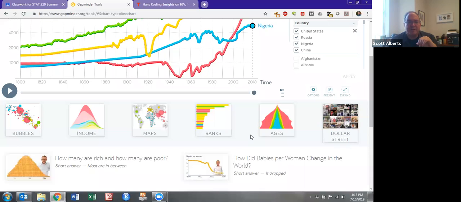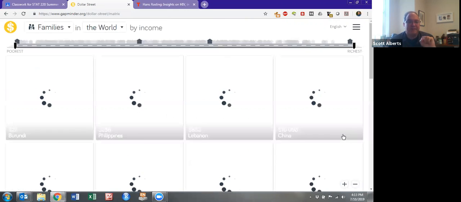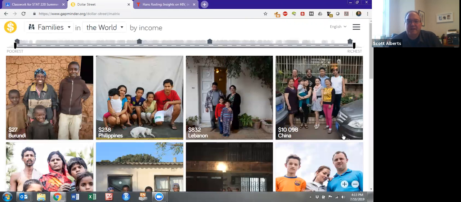The last tool I want to mention is part of the Gapminder organization and is called Dollar Street. Now, Dollar Street is a totally picture-driven tool. So the idea is that for people in different countries at different income levels, they went and took pictures of just a variety of different things. These are divided into four quarters by income. These are monthly incomes.